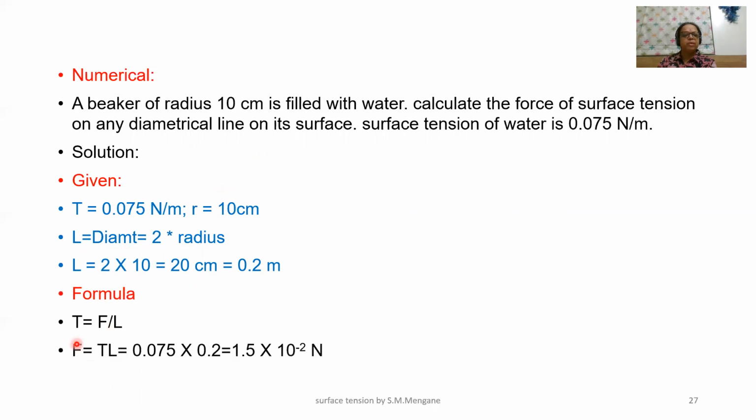The formula is very simple, which we have studied. T is equal to F by L. Therefore, F is equal to T into L. After substitution, we get the answer 1.5 into 10 raised to minus 2 Newton.